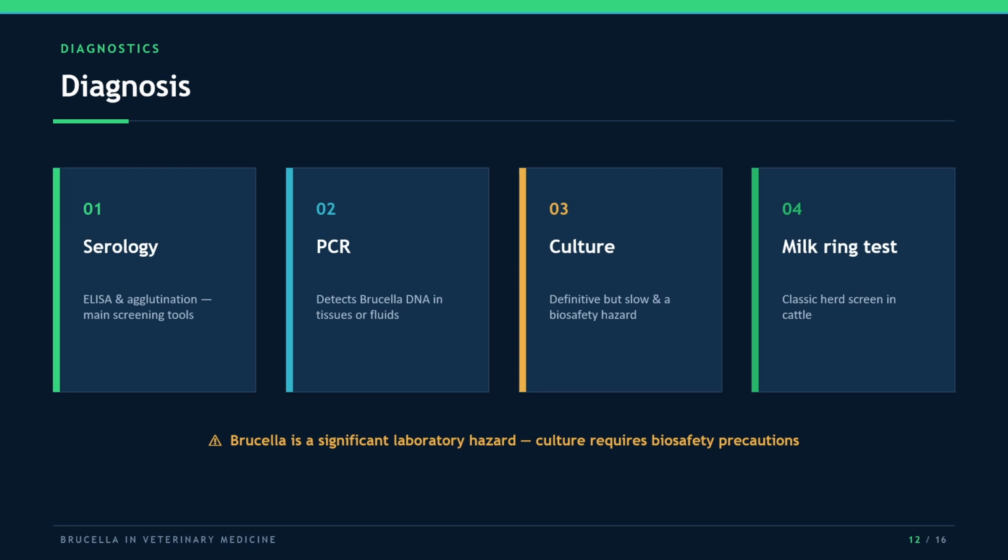Serology is the main diagnostic tool. ELISA and agglutination tests are widely used. PCR is increasingly common and can detect Brucella DNA in tissues or fluids. Culture is definitive but slow and requires biosafety precautions because Brucella is a significant laboratory hazard. In cattle, the milk ring test is a classic screening tool.